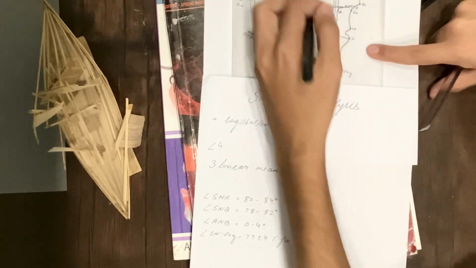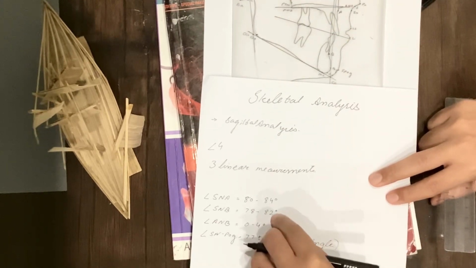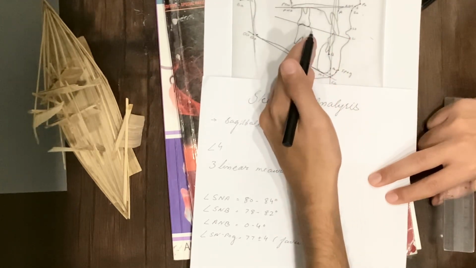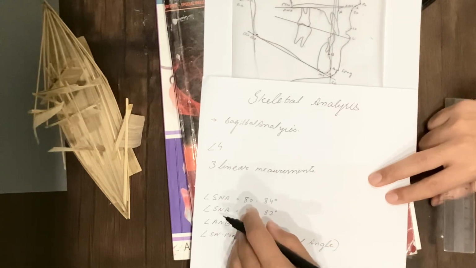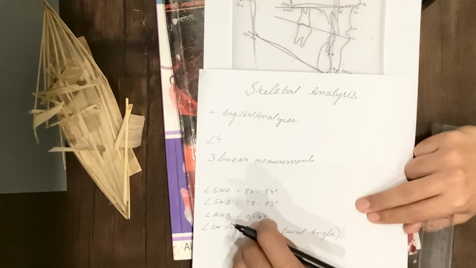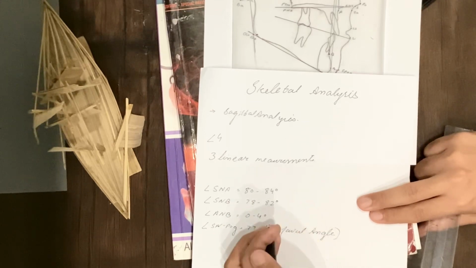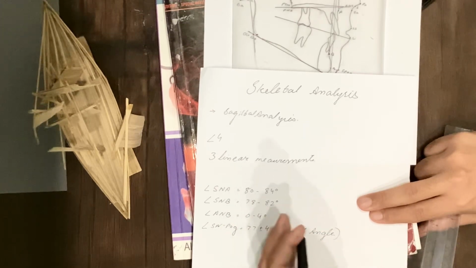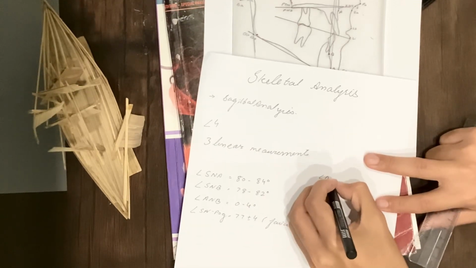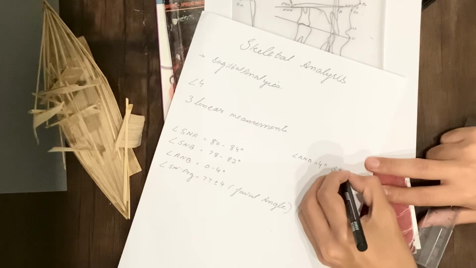Then the SNB angle, what does this tell? If it is greater than 82 degrees, it will tell that the mandible is prognathic, and vice versa. If the mandible is retrusive, then it will be less than 78 degrees. And the difference between these two should be within 0 to 4 degrees. If this value is greater than 4 degrees, then it will tell us that either the maxilla is prognathic or the mandible is retrusive. And if the ANB angle is greater than 4 degrees, then it is skeletal class 2.